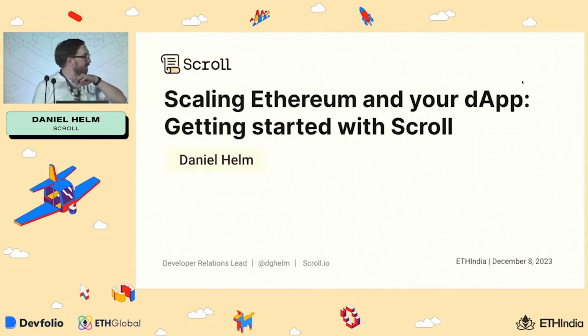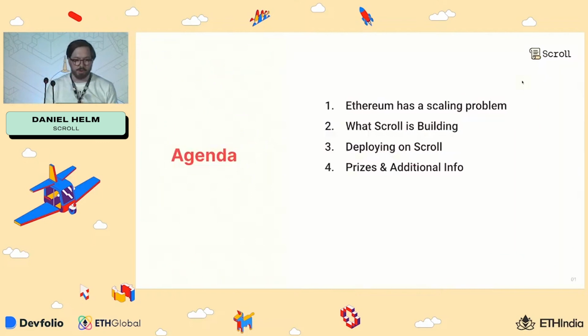Just as a heads up, this is kind of a beginner level workshop for really introducing the idea of what a layer 2 is, what a rollup is, and how to really get started with Scroll deploying contracts, and hopefully just better understanding what Ethereum needs to do to scale and how to scale securely. I'm Daniel Helm. I lead the developer relations team at Scroll. If you want to find me on any socials, anything else, DG Helm down here in the corner.